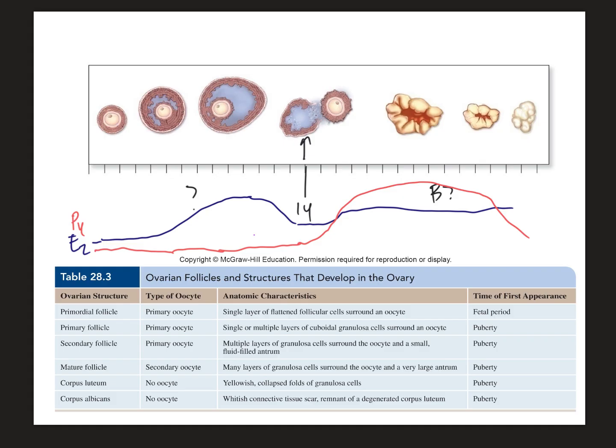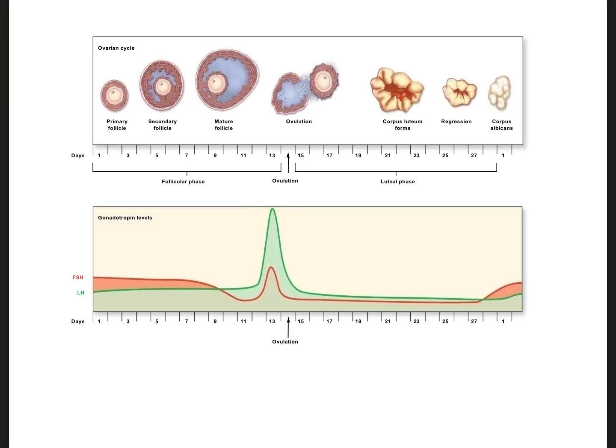What if we did LH in purple? Say low, low, low, low, low, low, low, then what? It's going to have a spike right before ovulation. Before or on? Before. About 12 to 24 hours before ovulation happens, there's an LH spike. And then it comes back down to low. There you go.